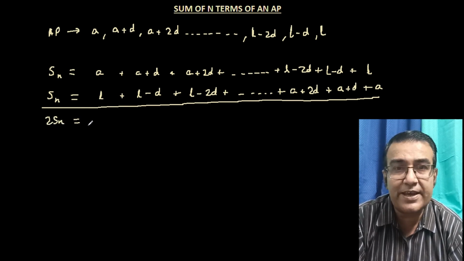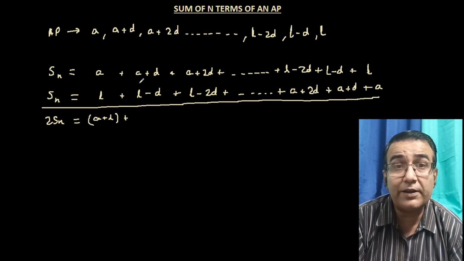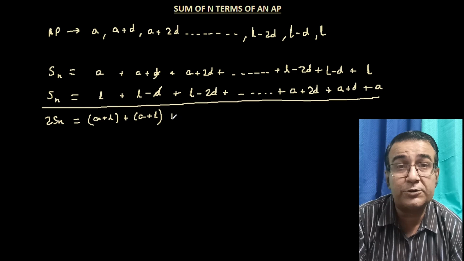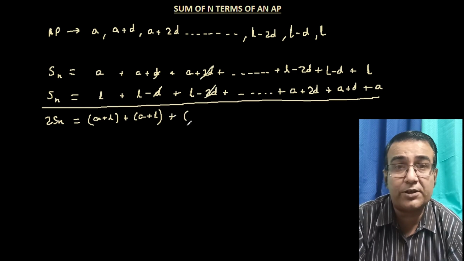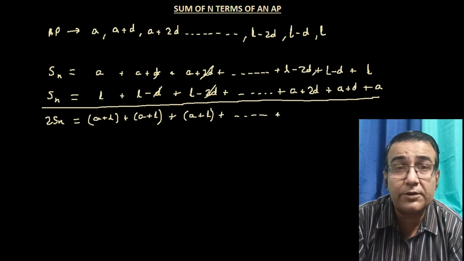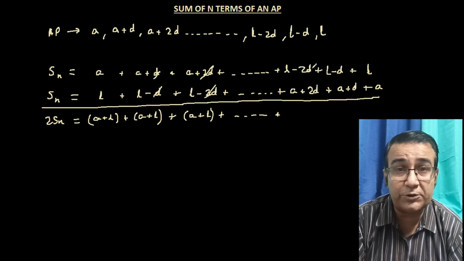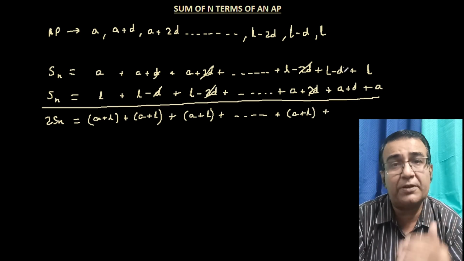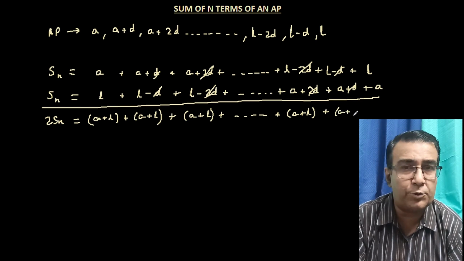So we can write it as 2 times Sn, and on the right side the first term is A plus L. Then we have got A plus D plus L minus D. Now obviously we see that the common difference is being added first and then subtracted, so that is going to cancel each other out, and what we'll be left with is again A plus L. And the third term, again the positive 2D and negative 2D are going to cancel each other out, and we'll again be left with A plus L, and same way we continue till we come to the third last term, where again the negative 2D and positive 2D get cancelled, and we are again left with A plus L. Similarly we are left with A plus L here, and the last term again is going to be A plus L.